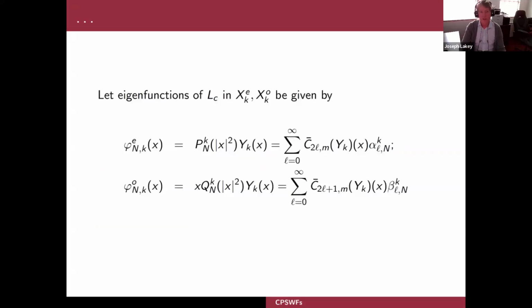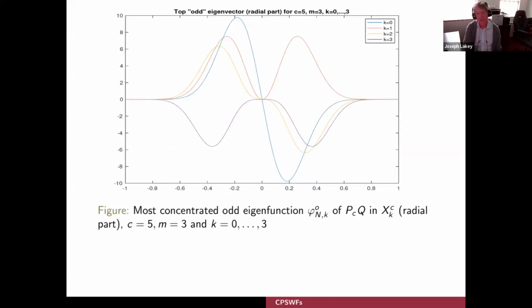Okay. All right. And so if we write the eigenfunctions this way, so either an even polynomial times a spherical monogenic or an odd polynomial times a spherical monogenic, then these are what the even terms or odd terms look like if one graphs them. I'm fixing the value of the bandwidth parameter as C equals 5, and I'm taking various orders of the homogeneity of the spherical monogenics. And these are the radial parts of the Clifford prolate spheroidal wave functions that are being plotted here for those values.